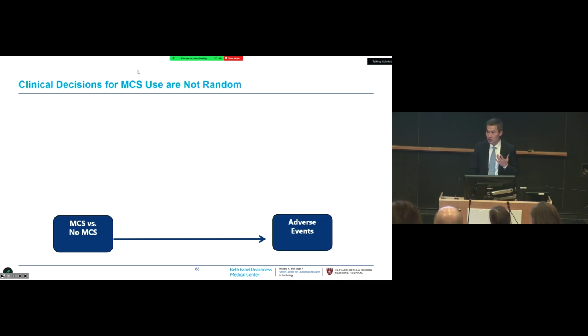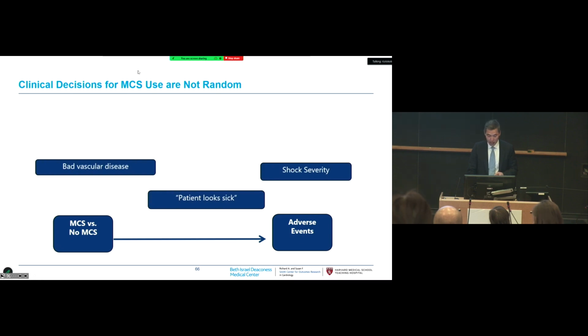And in this case, when I use a mechanical circulatory support device versus when I don't, it's based on a lot of different criteria. I don't choose randomly when I'm going to use this device. I choose it based on how sick the patient looks. Quite literally, if the patient looks like they're going to do worse, I am more likely to use the device. So that is just the absolute precondition for having confounding.